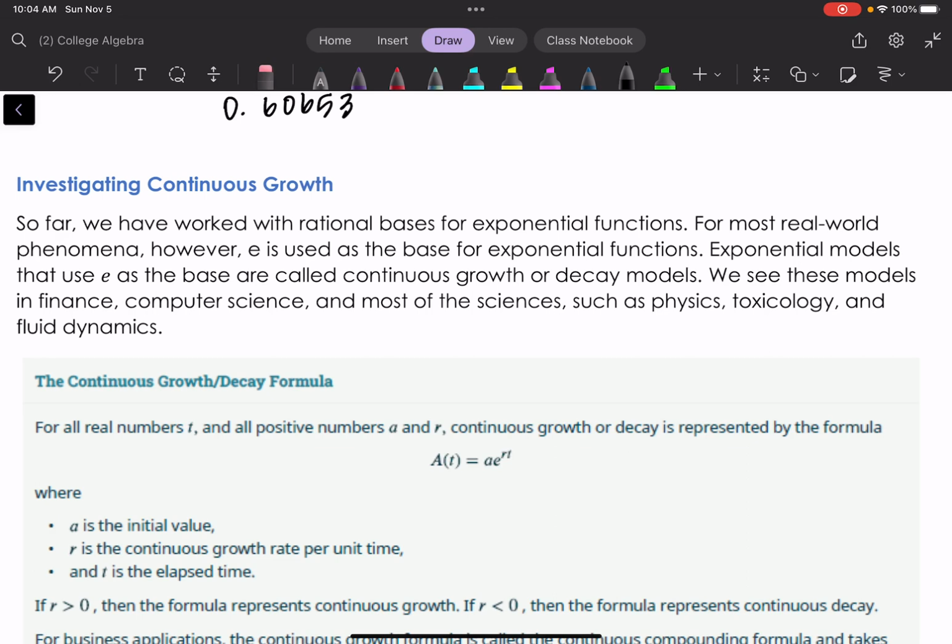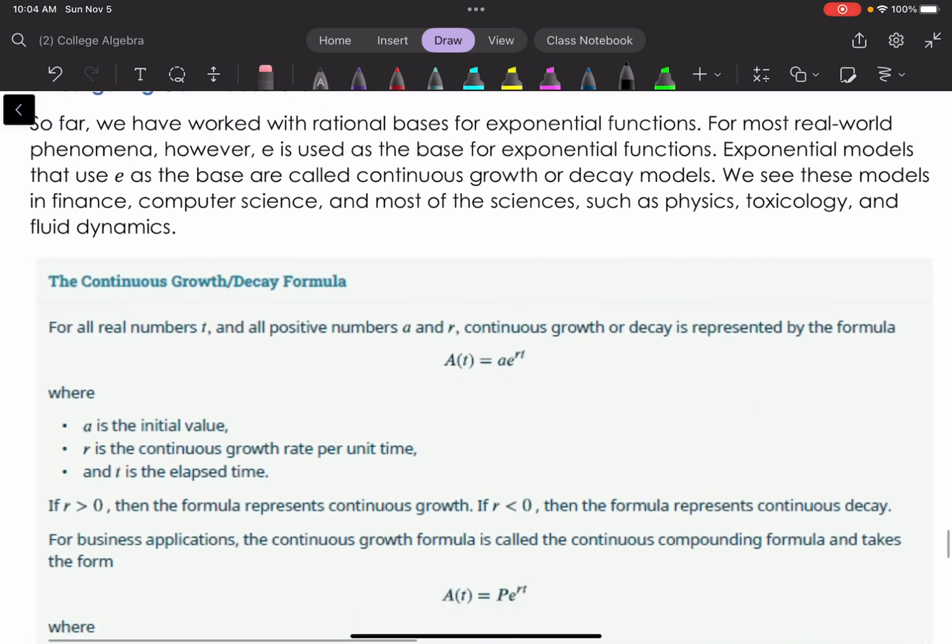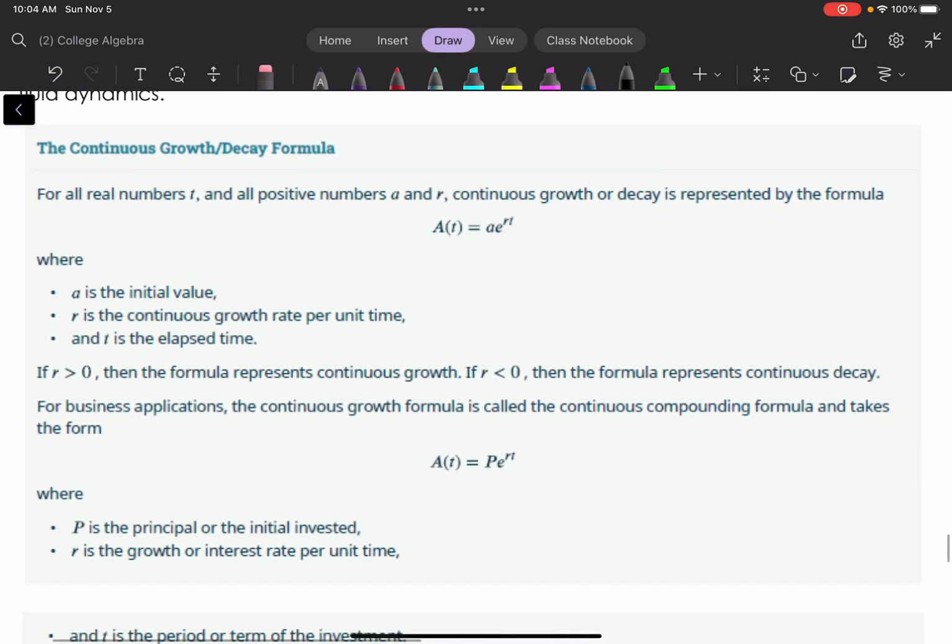So the reason that E is important is that it is the base of this function when the compounding or the growth is continuous. It's instantaneous, and so every possible instant we are recompounding. Most real world phenomena do use the number E as their base. And that's going to be used in finance, computer science, most of the sciences, physics, toxicology, and fluid dynamics. So lots of applications for this very special number and idea.